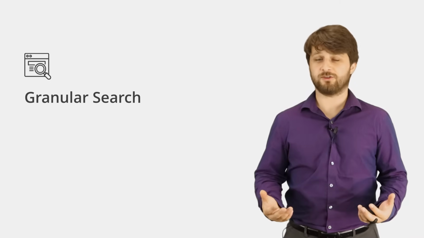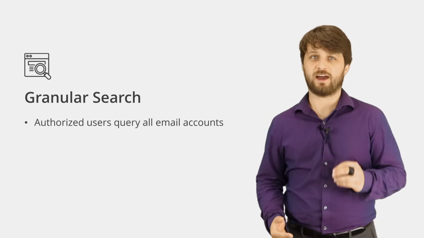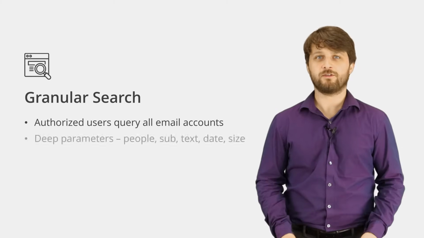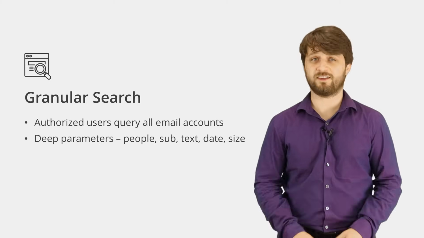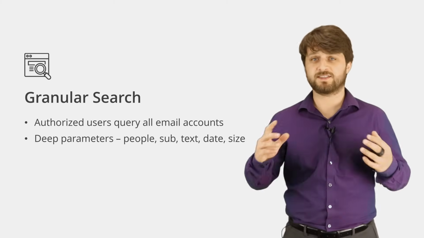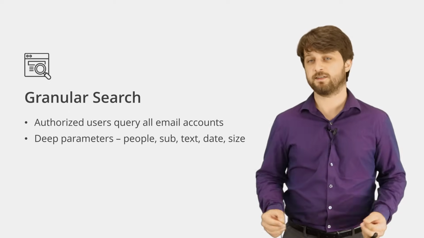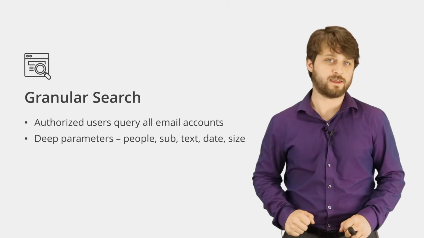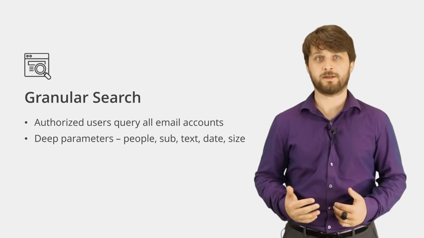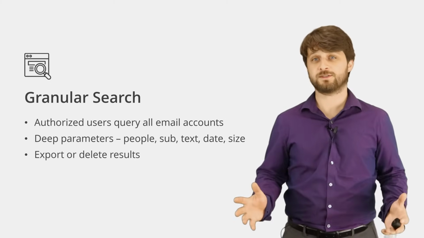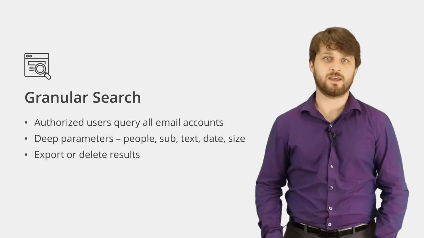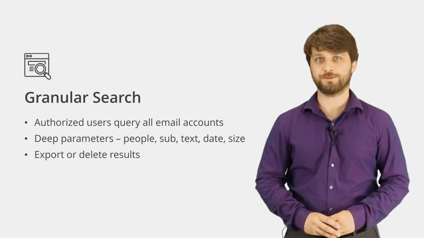Now, again, this granular search functionality is going to be handy if you need to have any kind of query into all of the email accounts across the entire deployment. There's really deep parameters involved in this. Again, you can do for specific emails from or to specific people, subject, text, date, size, whole nine yards. Any attribute you can think of for the specific email, you're going to be able to search inside of our search functionality. And again, you can export or delete results if you need any kind of reporting or if you need to delete things for privacy concerns, if GDPR is something you need to adhere to.